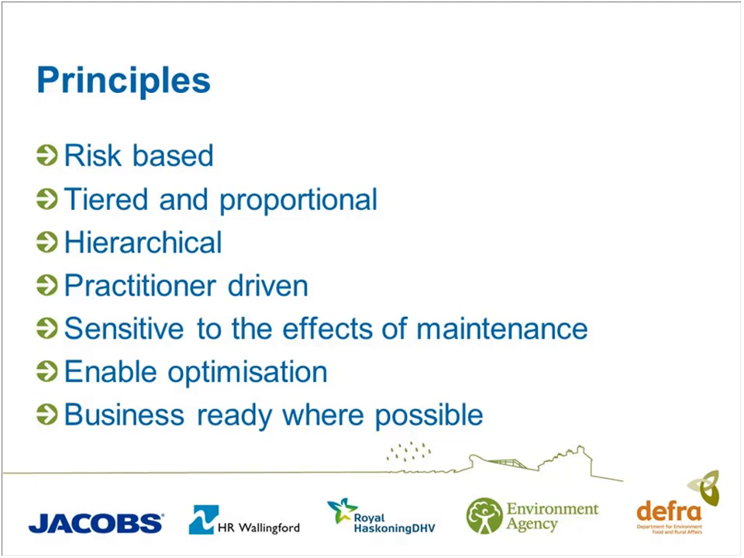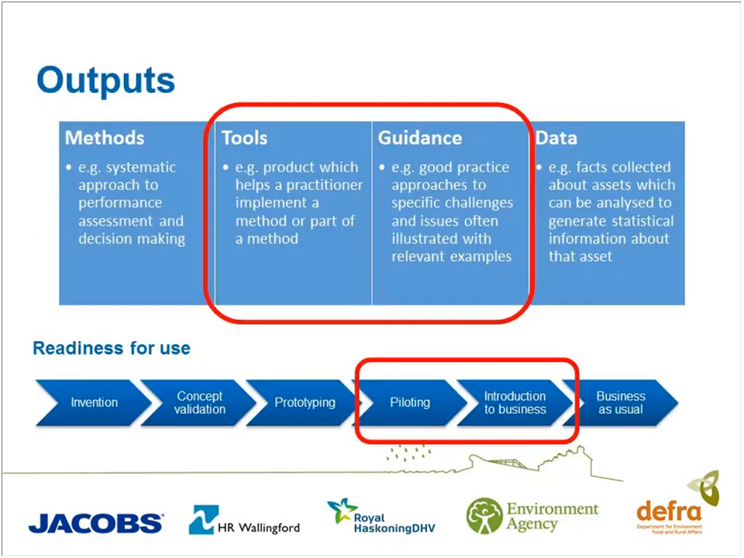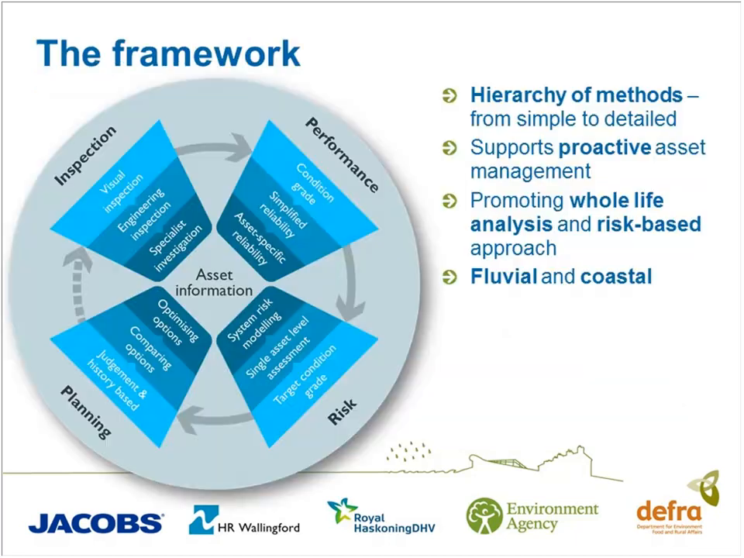And where possible, we wanted to produce tools that could be immediately picked up and used, so they're business ready. I think this says a little bit about what Owen mentioned earlier, that readiness for use diagram at the bottom. We're very much focusing on outputs that could go into piloting or be immediately introduced into the business. The types of outputs we produced are tools and guidance. We had to do some method development for some of the tools, but it's not the main product, and we didn't actually generate any new data, although we did provide guidance on use of existing data.